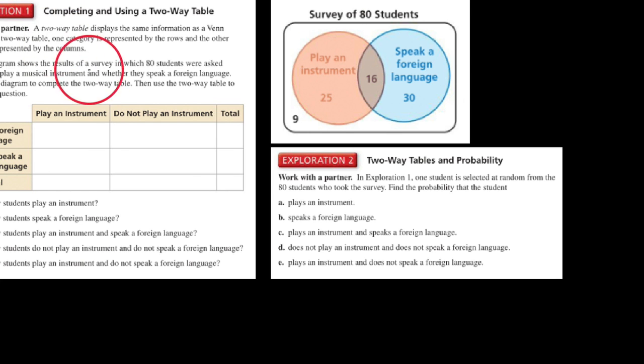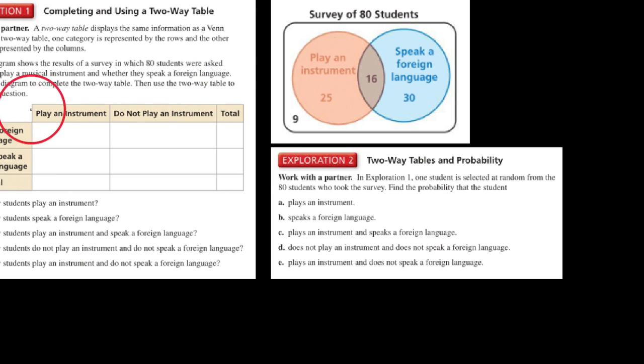So taking a look at this two-way table and how this represents a Venn diagram, let's do a little bit of reading here really quickly. We say that a two-way table displays the same information as a Venn diagram, but in a two-way table, one category is represented by the rows and the other category is represented by columns. The Venn diagram shows the results of a survey in which 80 students were asked whether they play a musical instrument and whether they speak a foreign language. What we'd like to do is use the Venn diagram to complete a two-way table.